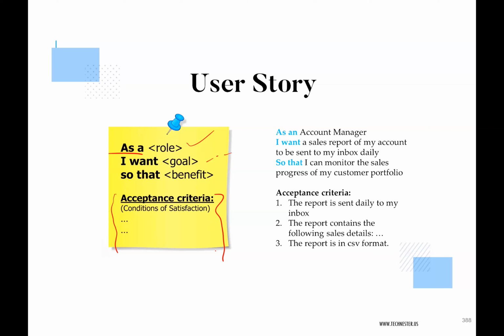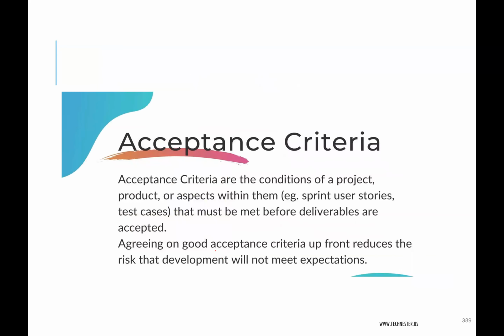In this example, the stakeholder will accept the requirement as done if the report is sent daily to their inbox, if the report contains the following sales details, which will be listed, and if the report is in CSV format. So your acceptance criteria will go with the user story. So let's talk more about acceptance criteria.